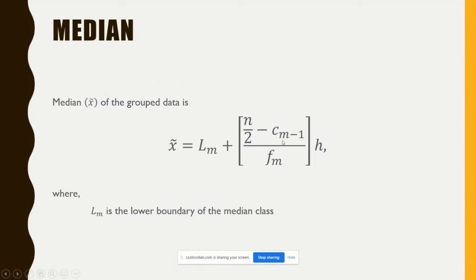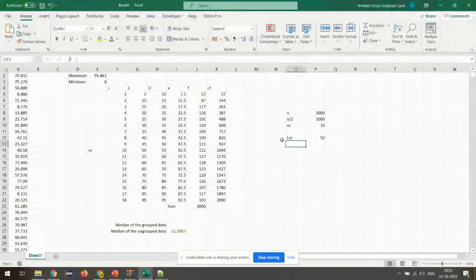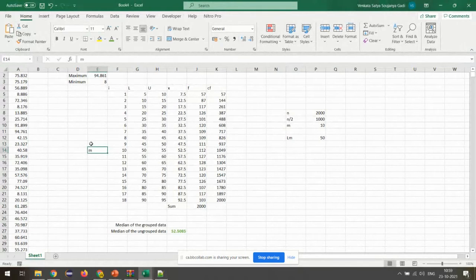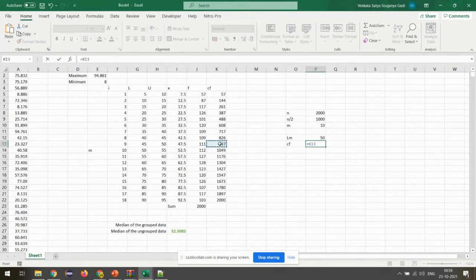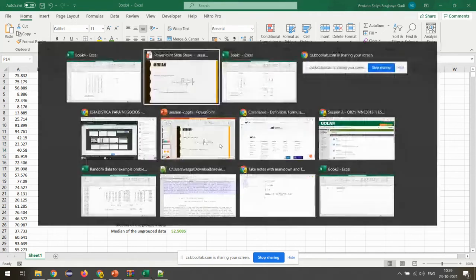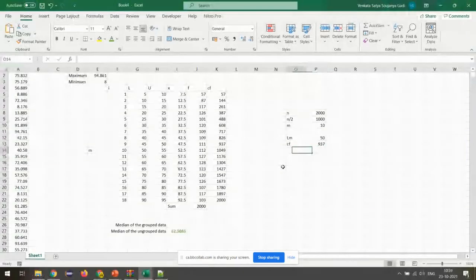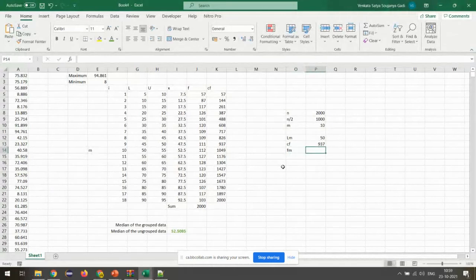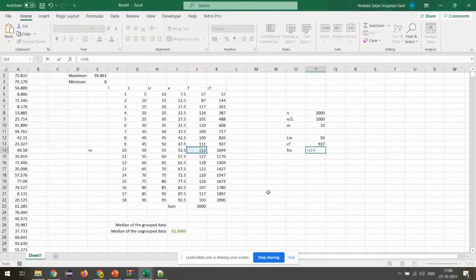So we need the cumulative frequency of the row or the class before the median class. If this is the median class, the class before the median class is this one, and I want to find the cumulative frequency, which is 937. And what else am I missing? FM, the frequency of the median class. This is the median class. So I'm talking about 112. This is the frequency of the median class.